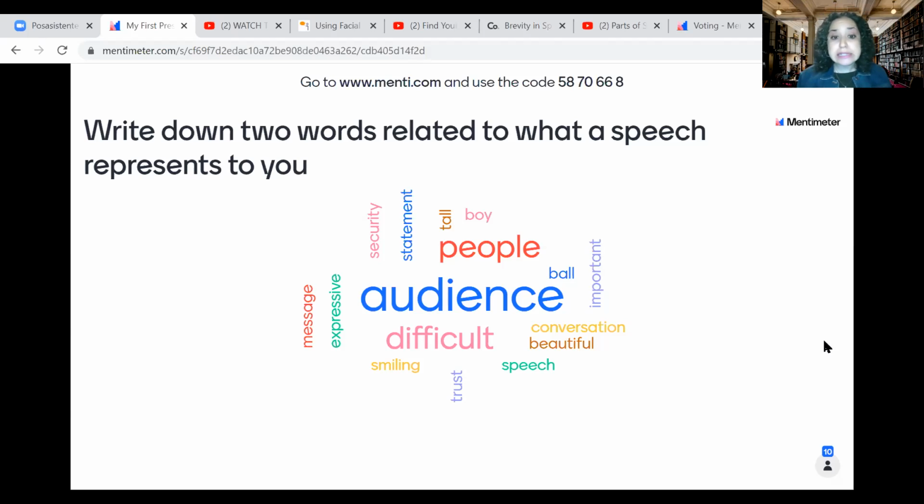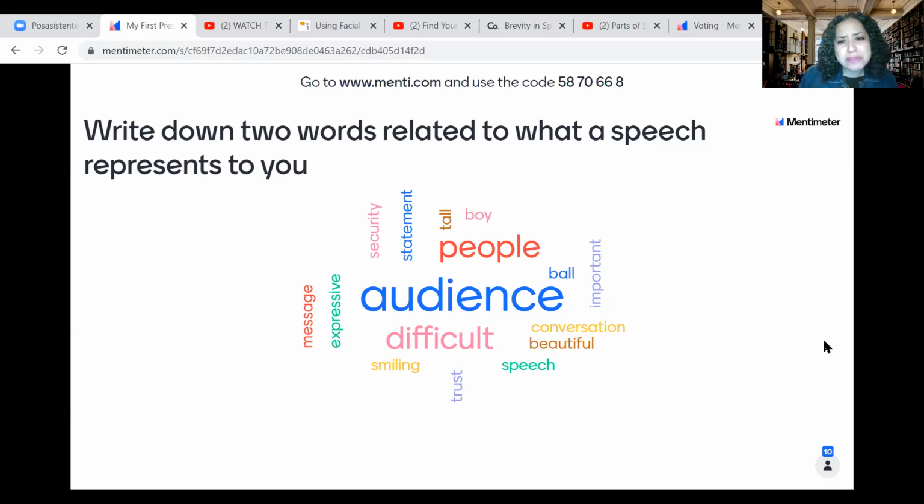It can give trust, security, yes. It can be related to a statement, of course. People will be involved, which is also part of the audience. It might have a conversation. And yes, it could be beautiful. It might be difficult, but we can overcome the difficultness of it. It might involve smiling. Yes, that's important also. The word important was shown here too.